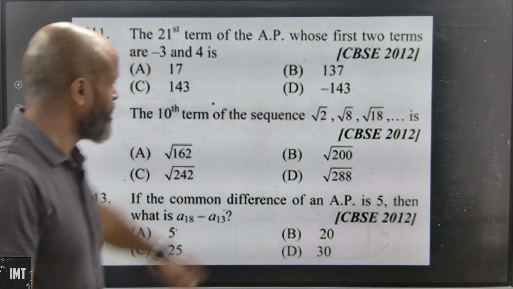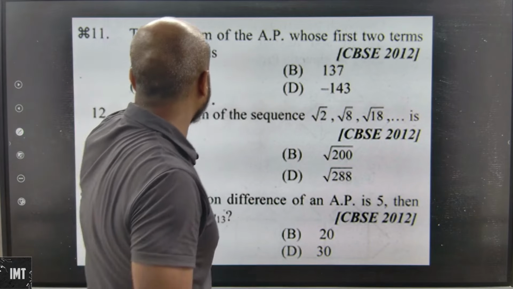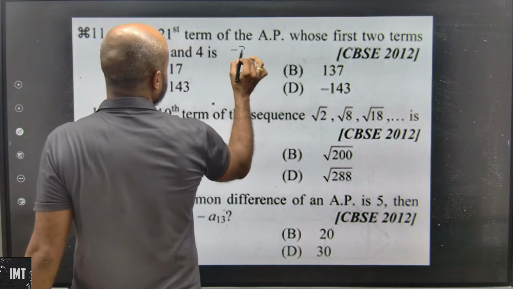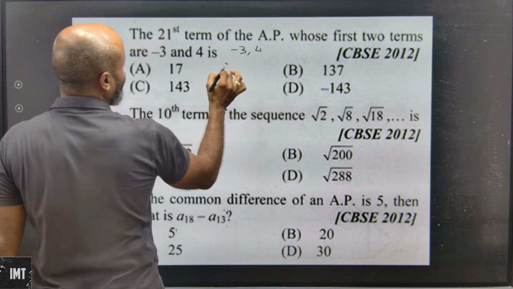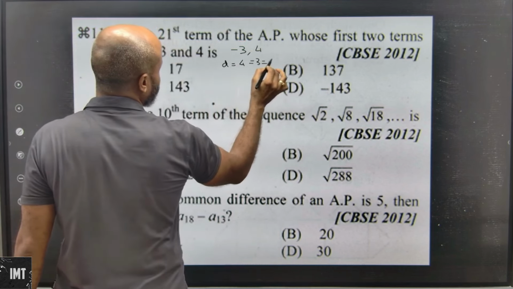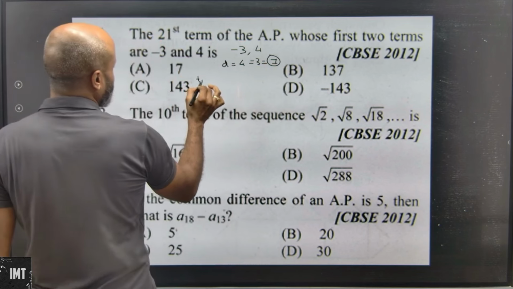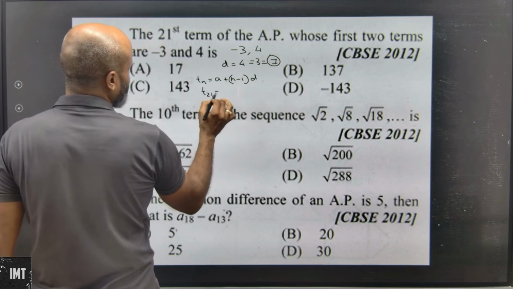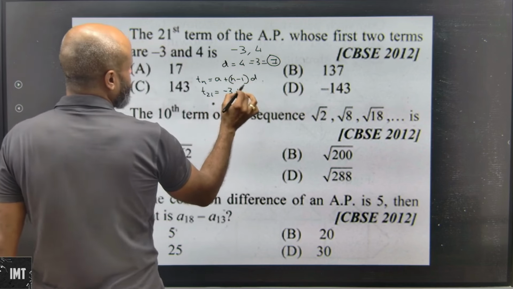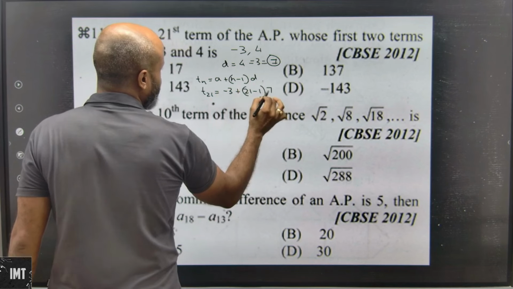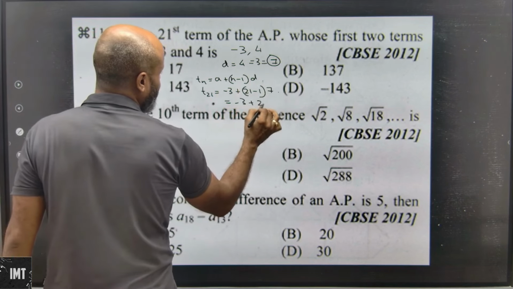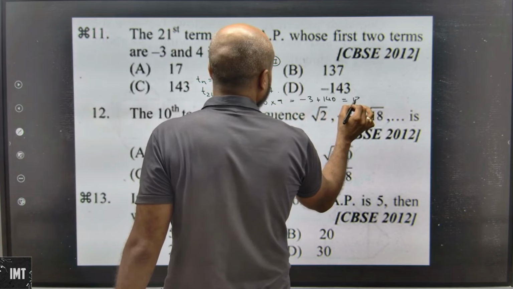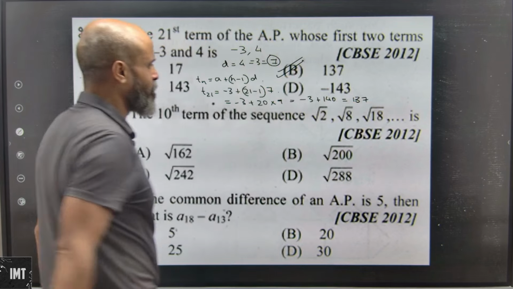Okay, a couple of questions from CBSE. The 21st term of the AP whose first two terms are minus 3 and 4. So the first term is minus 3, and the second term is 4. Obviously, the common difference will be 4 minus (minus 3), that is 7. So for the 21st term, again Tn is equal to a plus (n minus 1) into d. So the 21st term will be a, that is minus 3, plus (21 minus 1) into d, that is 7. Minus 3 plus 20 into 7, that will be minus 3 plus 140. So that will be 137. So this option is correct.